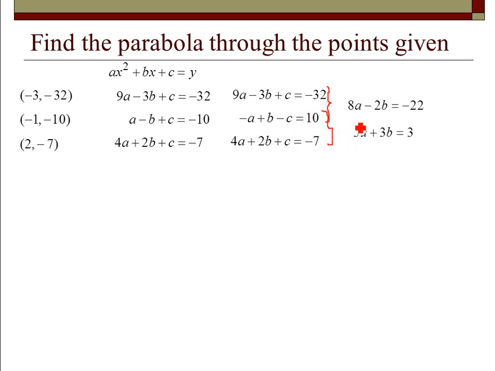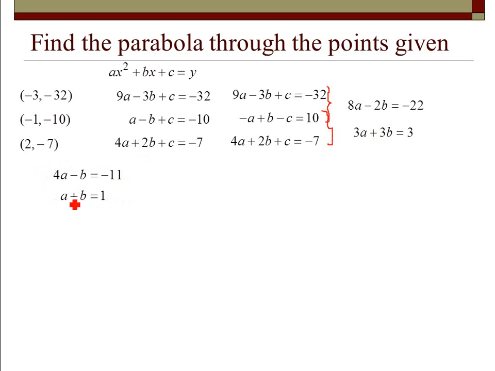Now what happens a lot on the parabola problems is that you can reduce these equations. See how these are all even? I'm going to divide them all by 2. This gives me 4a minus b equals -11. And this one I could divide them all by 3. Give me a plus b equals 1. This makes for an easier system to solve.